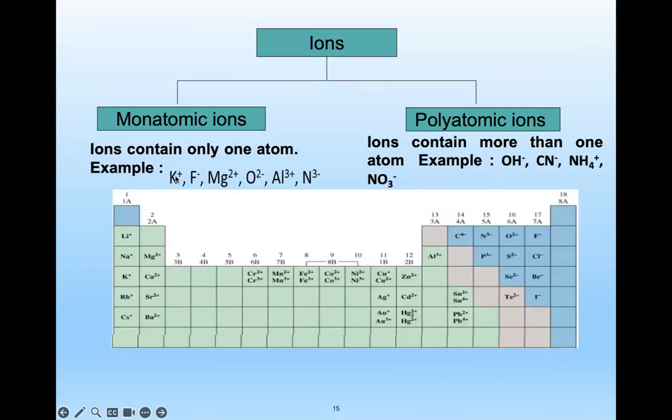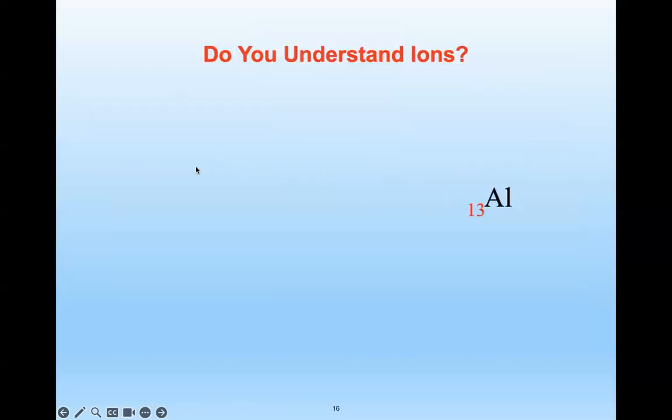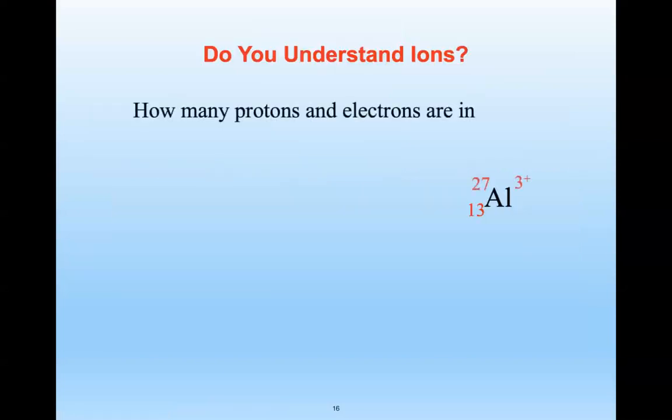Monoatomic. Look here, one positive. This is one element, right? It contains only one atom, like potassium, fluoride, magnesium, aluminium, etc. So here it is only one atom. What about here? Is it only one? No, it is more, like OH, CN, NH4. When it is more than one, they are polyatomic ions. So ions are divided into mono and poly. You can see now how we understand.